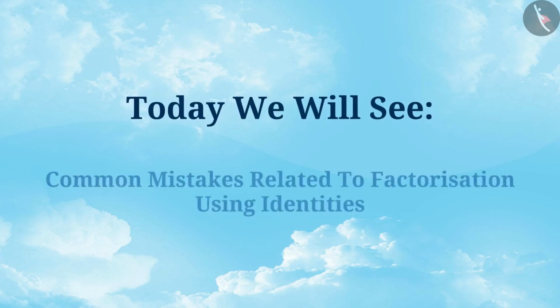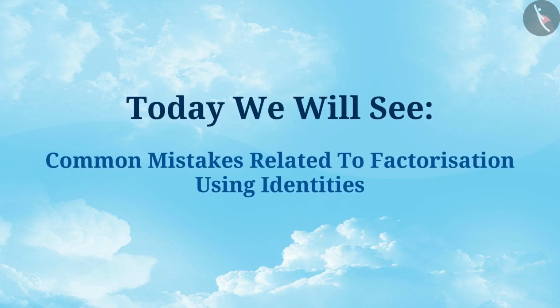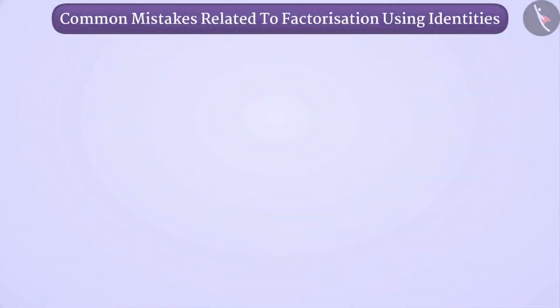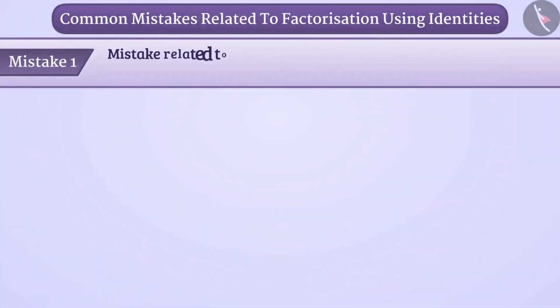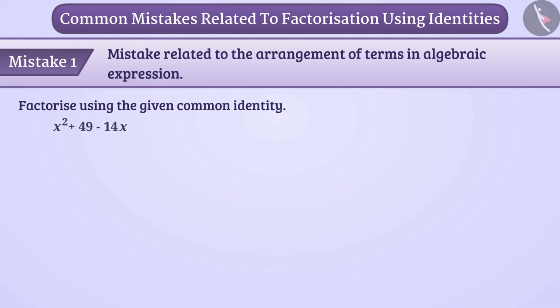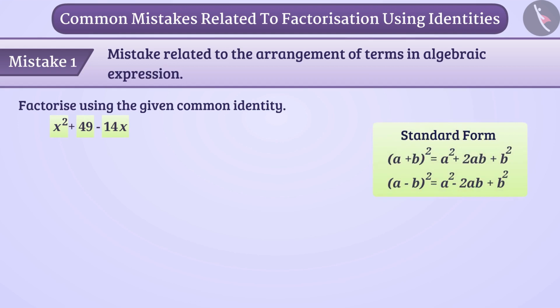Today we will see common mistakes related to factorization using identities. Mistake 1. Mistake related to arrangement of terms in an algebraic expression. If children are asked to factorize this expression by using identities, then some children get confused after seeing that the terms are not in their standard form and so they could not factorize the expression. We need to arrange the terms in the expression in order to do the factorization.